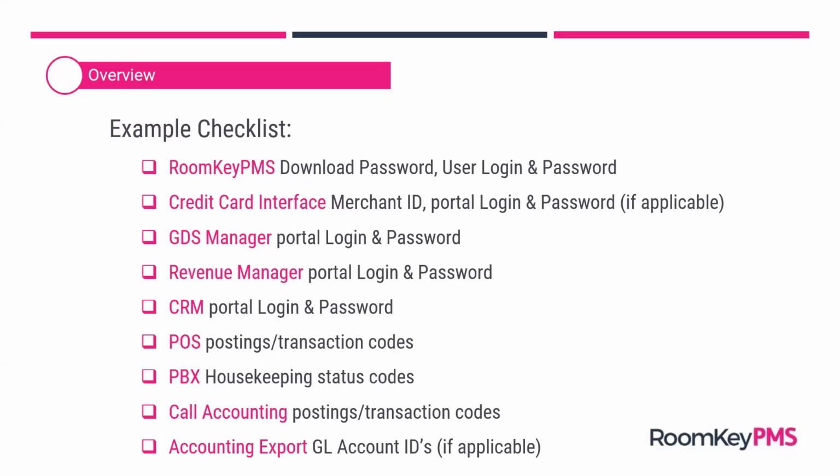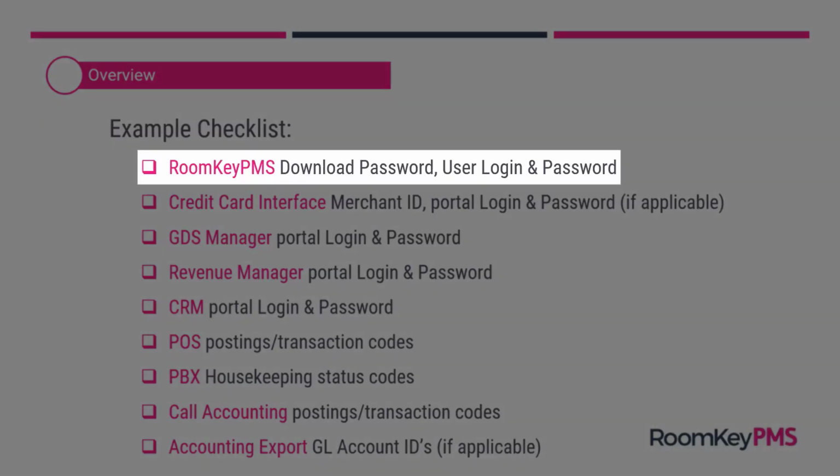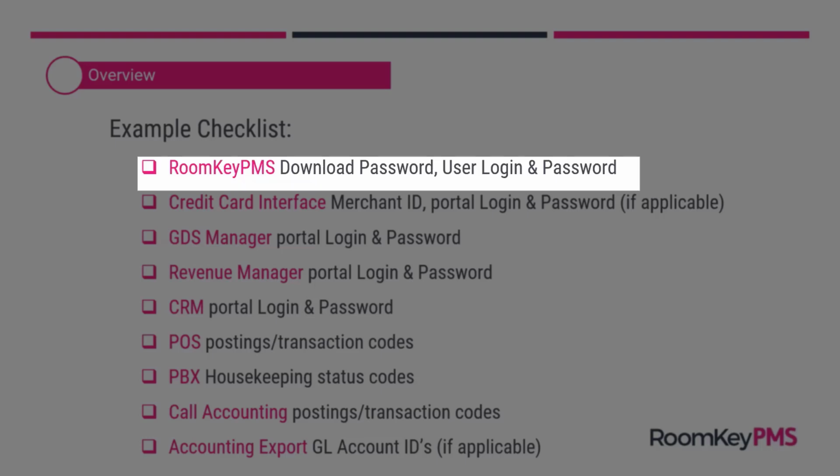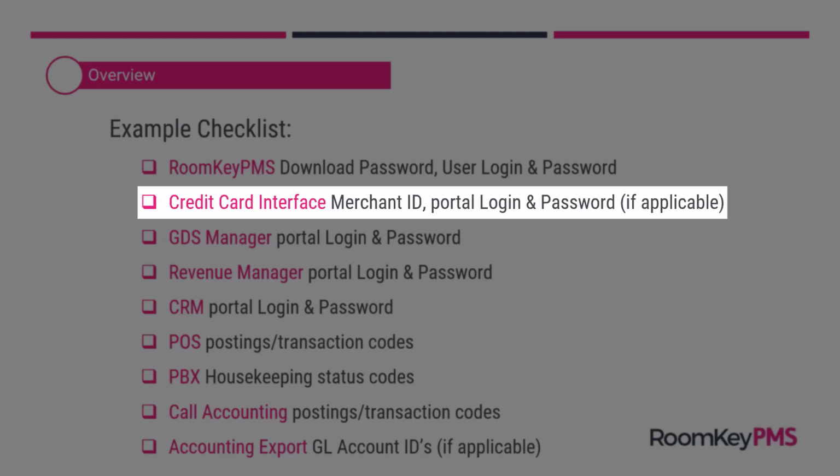Certainly, you want to make sure that you have access to Roomkey PMS. You need a download password, a user login, and password. You'll also want to make sure you have access to your credit card interface, knowing your merchant ID information, and in some cases, your portal login and password.